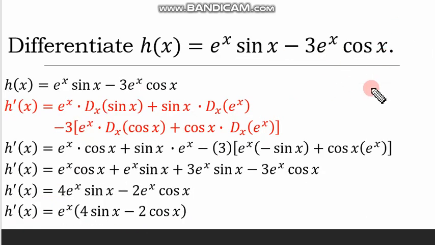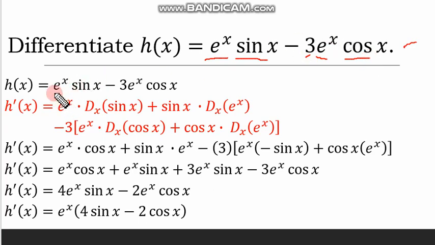Okay, let's have a last example with a combination of a trigonometric function. So h of x is equal to e raised to x times sine x minus 3 e raised to x times cosine x. We will differentiate it. Okay, so e raised to x and sine x are separated, so we will use the product rule. 3 is a constant, we will just separate that, and e raised to x and cosine x, two different things, so we need to use the product rule to get the derivative of the function.